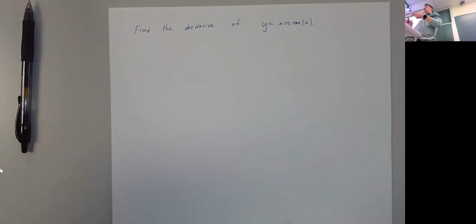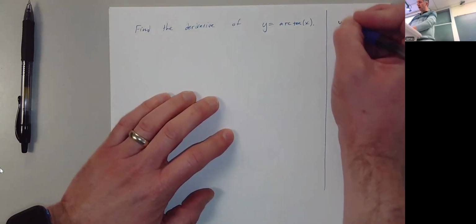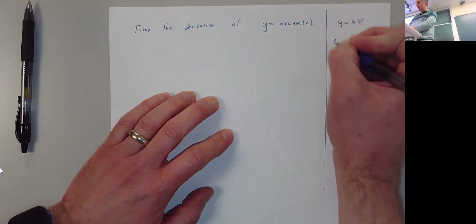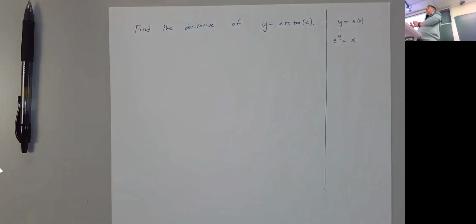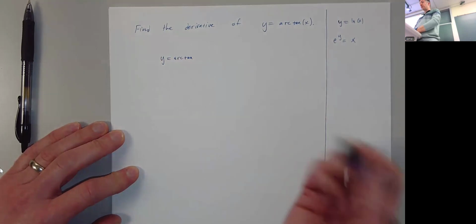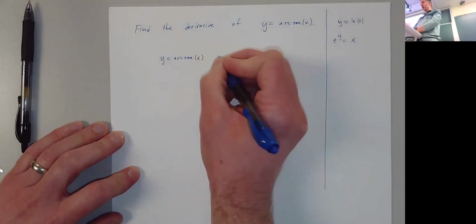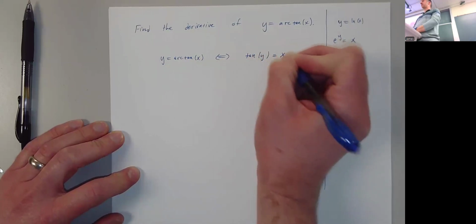Here's what I would do. Just like when we found the derivative of the natural log of x, I'll remind you, we said y equals natural log of x. We rewrote it as e to the y equal to e to the natural log of x, which is just x, and we differentiated both sides implicitly. Basically, you take your inverse function and rewrite it so your original function shows back up, the thing we already know how to differentiate. So I'm going to take my y equals arctangent of x and rewrite it as tangent of y equal to x.